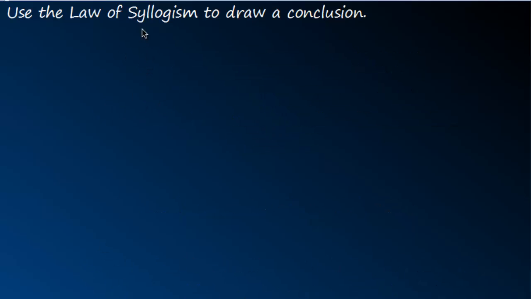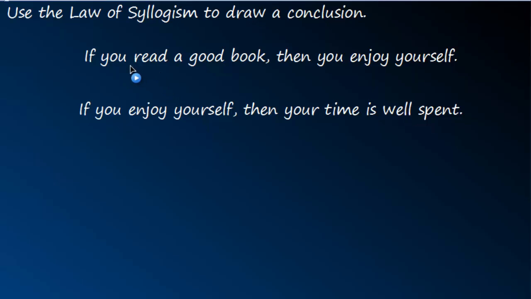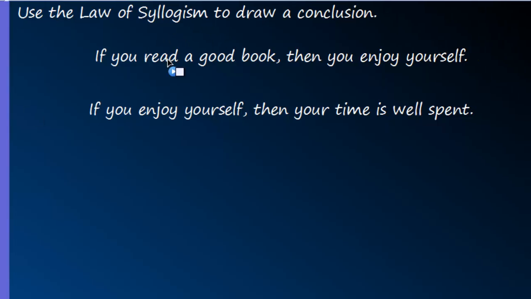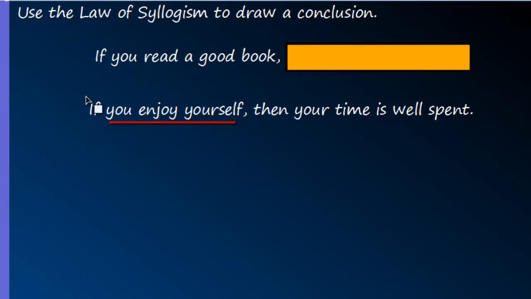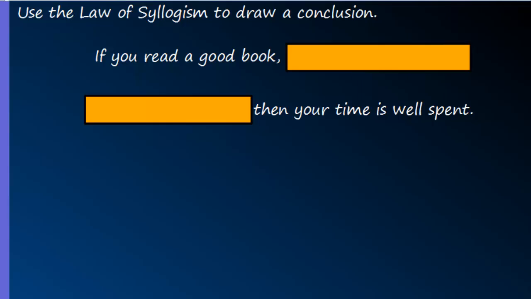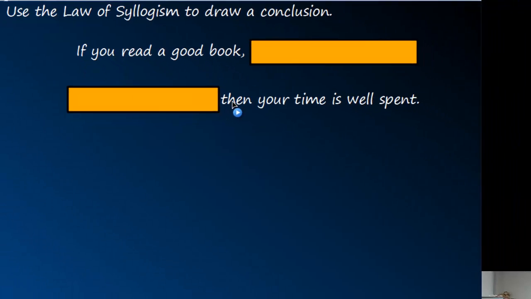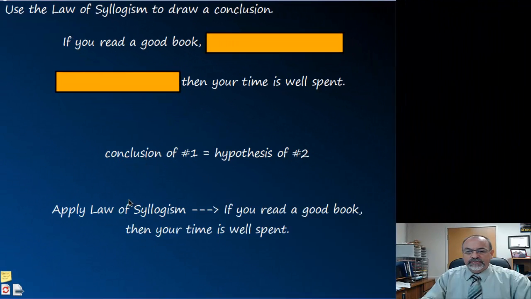All right, I think I maybe have one more example. If you read a good book, then you enjoy yourself. If you enjoy yourself, then your time is well spent. So again, here's a hypothesis, if you read a good book, and the conclusion, not the same. Here's a conclusion, you enjoy yourself. Here's a hypothesis, those are the same. So we can reduce those out, and then we're left with: if you read a good book, then your time is well spent, because the conclusion and the hypothesis are the same.